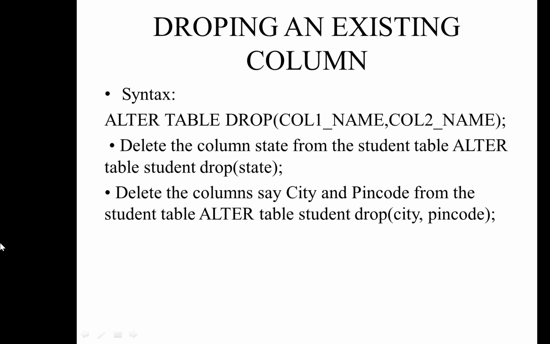So if you want to delete a column which has been created already, like state, we have to use this command. And if you want to delete the columns city and pin code, the 5th and 6th columns, we can use this alter table command, and within alter table we can use the drop command. If you want to add a column, the add keyword is used here, but if you want to drop, we just have to use the drop keyword.